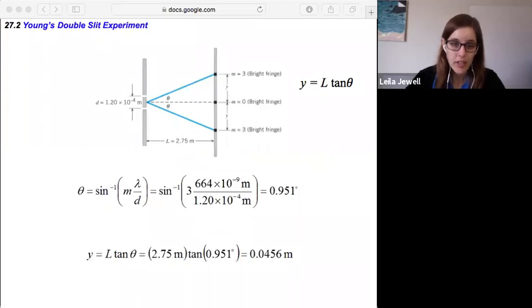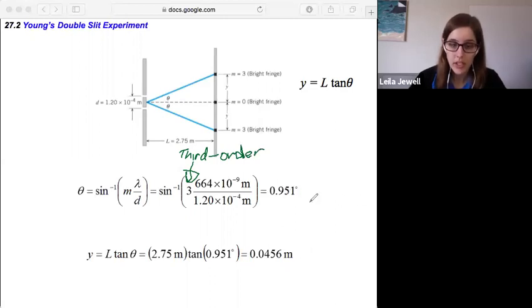And so we can solve first for theta using our condition for bright fringes. It's inverse sine of m lambda over d. Notice lambda is our wavelength, where 664, the nano, becomes 10 to the minus 9 meters. D is written in terms of 10 to the minus 4, but you can also write it as 0.00012. And then m, because it's a third order, is equal to 3. So m values are very confusing, so make sure that you understand that.